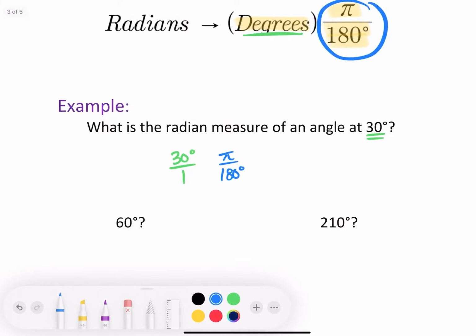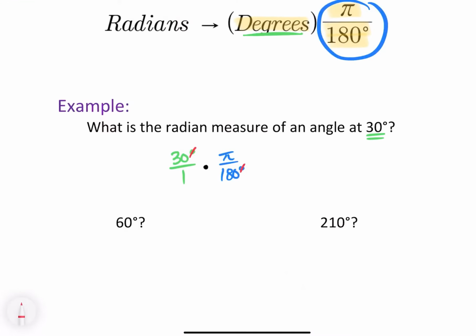Now, when we multiply it, we can cancel things out. The first thing that I can cancel out are these degree signs. And now all I got to do is multiply. Now, I like to simplify before I multiply.